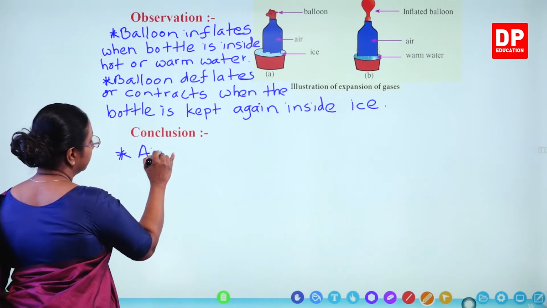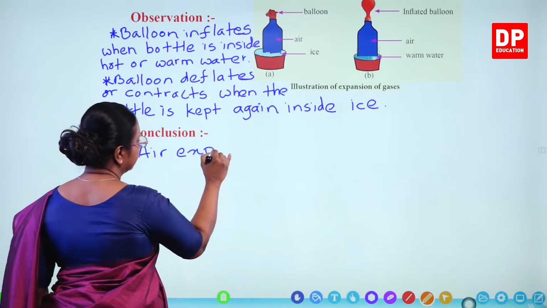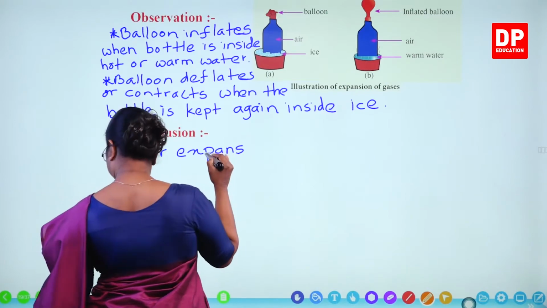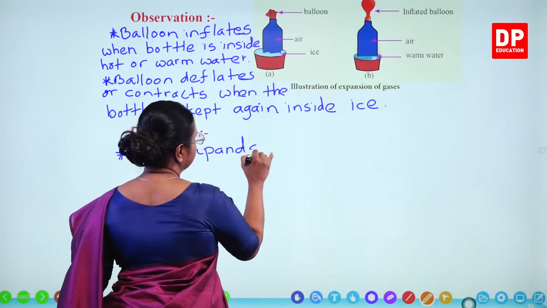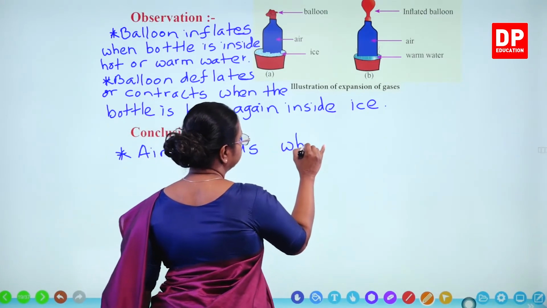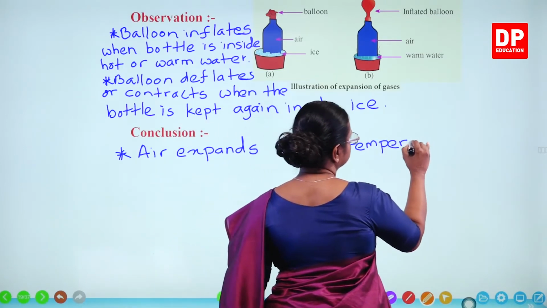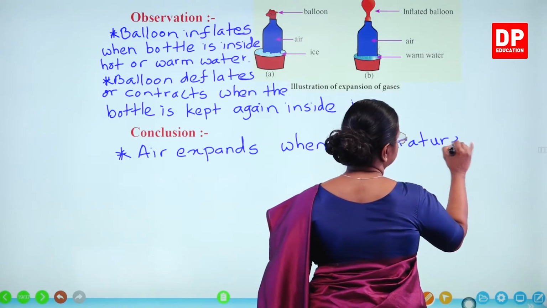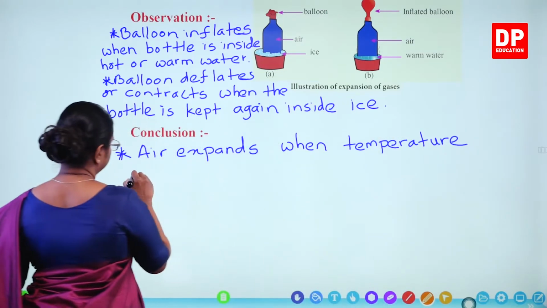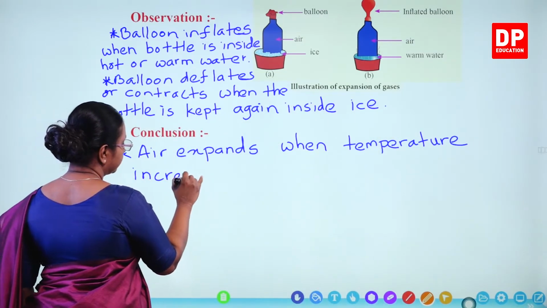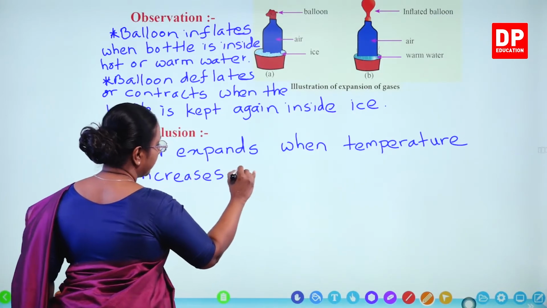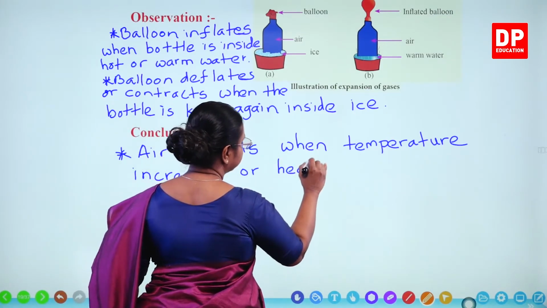Air expands when temperature increases, or you can say when heated.